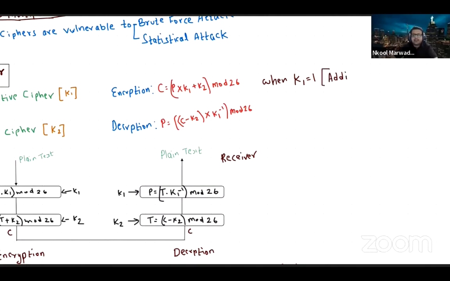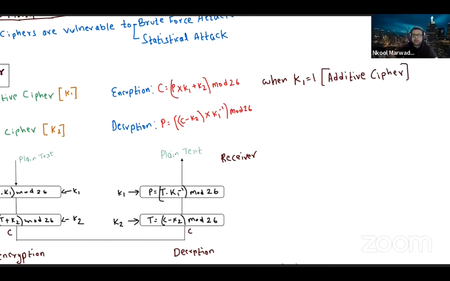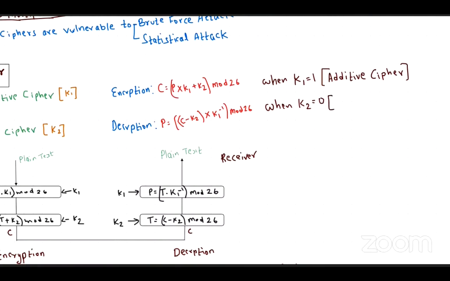So the idea is that in the affine cipher, if we take the first key as 1, then it will become an additive cipher. And if K2 is 0, then it's a multiplicative cipher. That's right, because when K2 becomes 0, it becomes a multiplicative cipher.